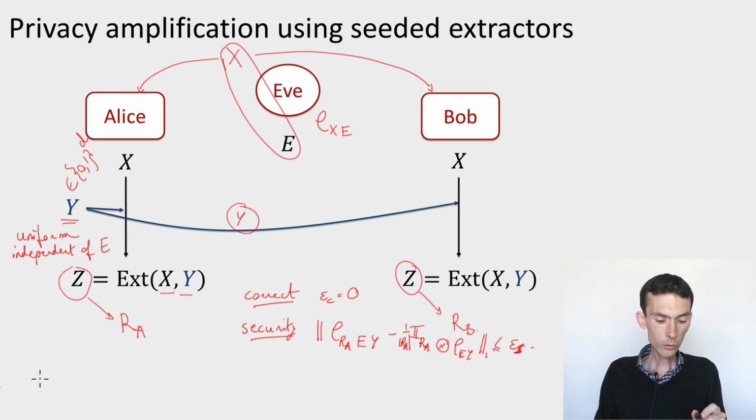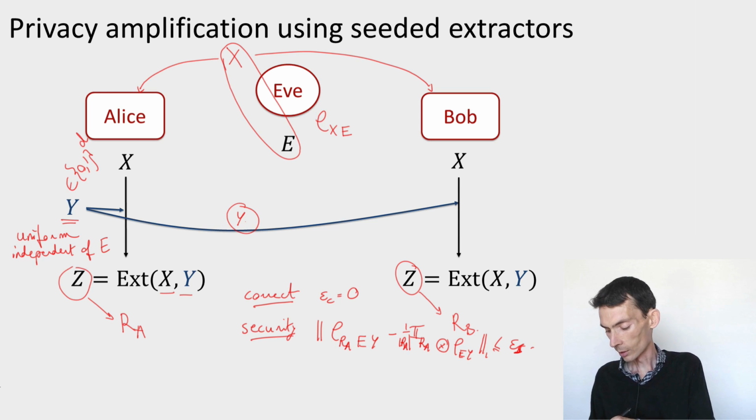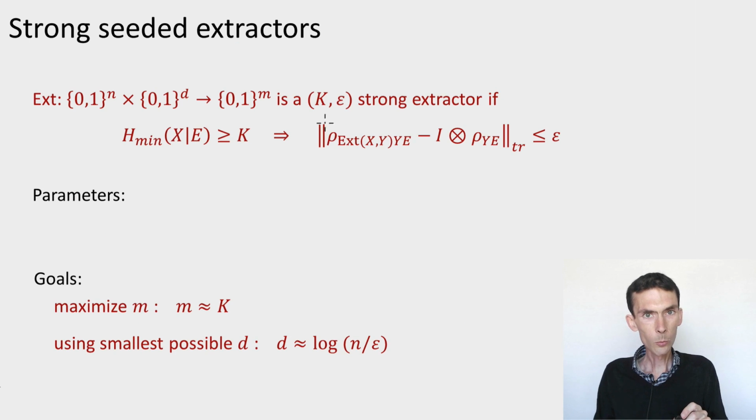So we've reduced the task of constructing perfectly correct and epsilon secure privacy amplification protocols to the task of coming up with epsilon correct, strong seeded extractors. So before ending, let me give you a little bit more formally the definition of a strong seeded extractor. So here we are, that's the formal definition.